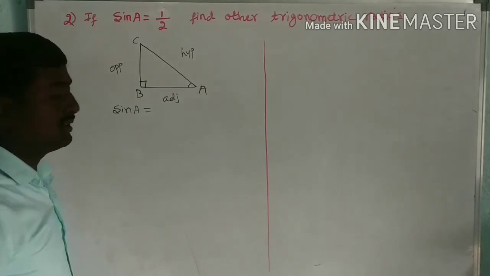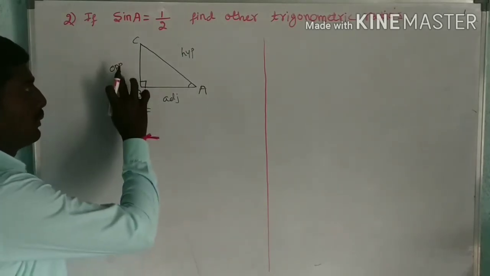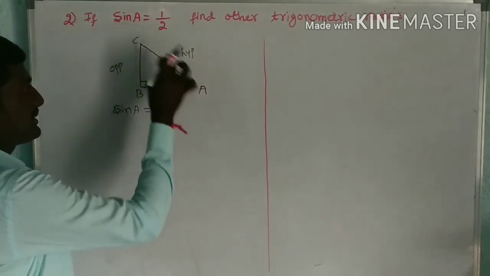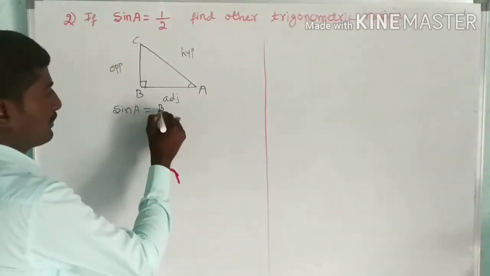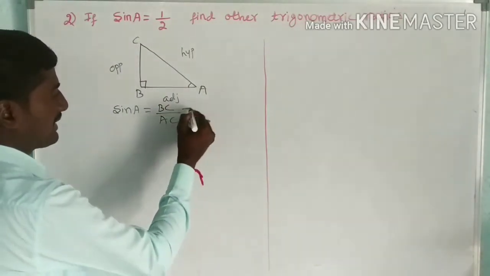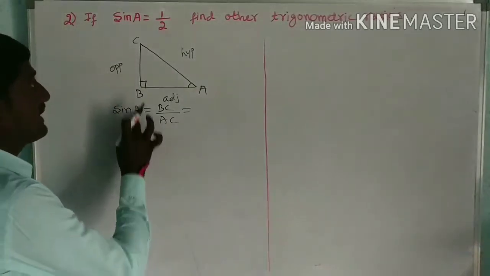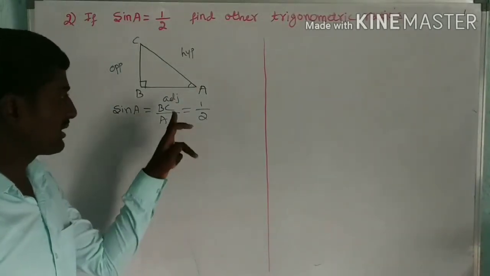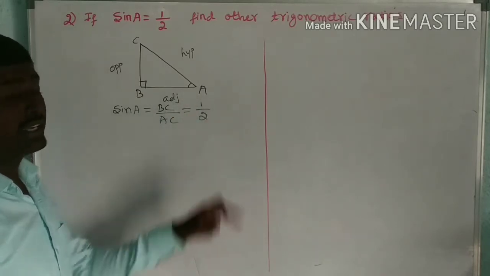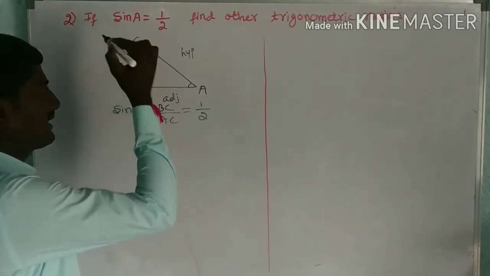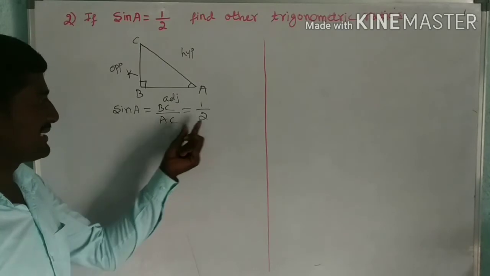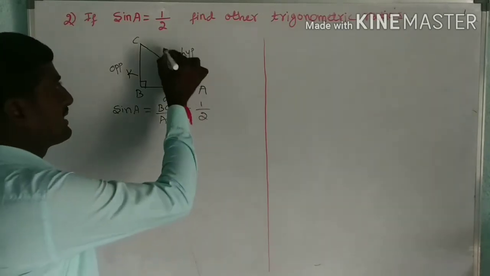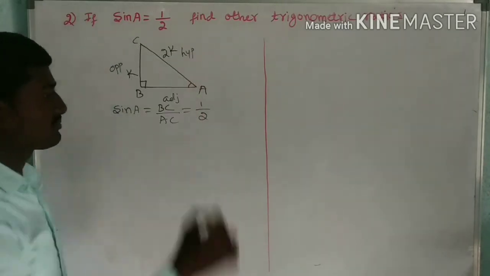Now sin A is nothing but what? Opposite by hypotenuse. That is BC divided by AC. So sin A is given. How much is it? 1 divided by 2. Now here BC I can take as 1K, which is nothing but K. Now AC, that is 2K. AC I can take here as 2K.